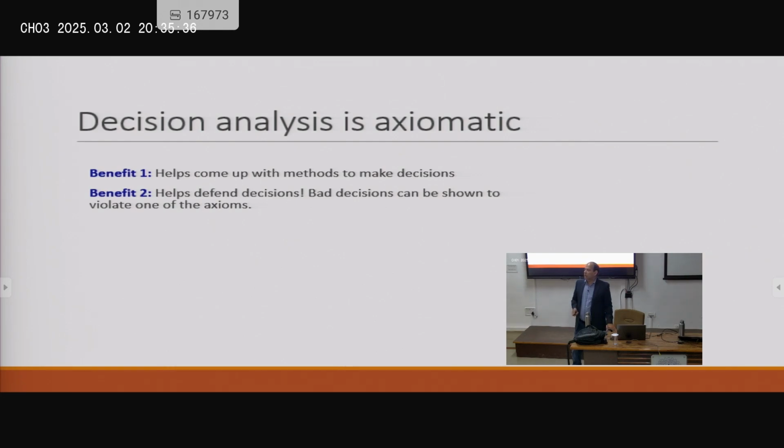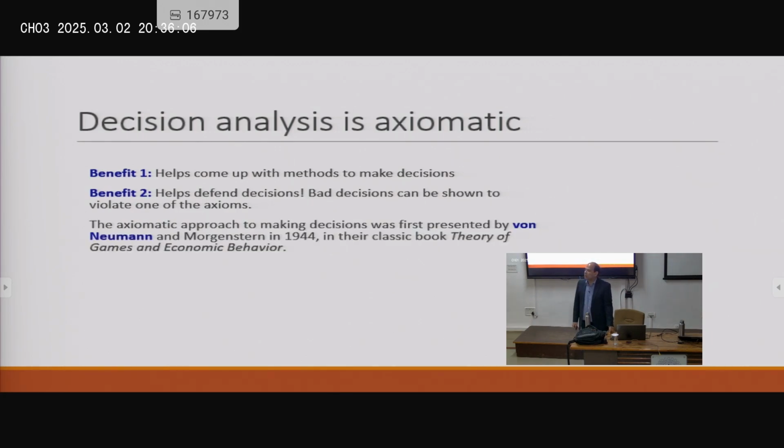So it'll help us come up with a method to make decisions, and then it will help us defend a decision. Many times, if you make a decision that decision analysis says is bad, I can backtrack and say, you know what? Essentially, you are saying that you want a higher probability of failure. But you said that you want a lower probability of failure. So we can backtrack, and that's the thing with axiomatic methods.